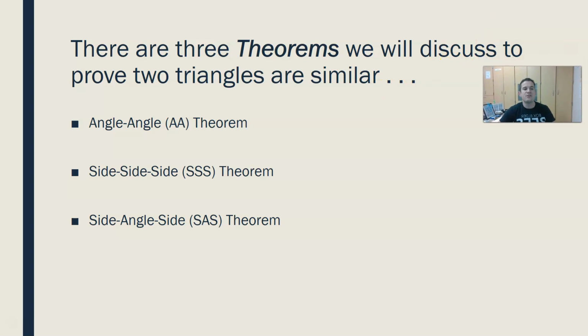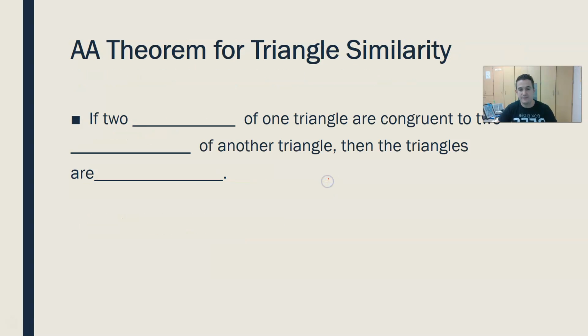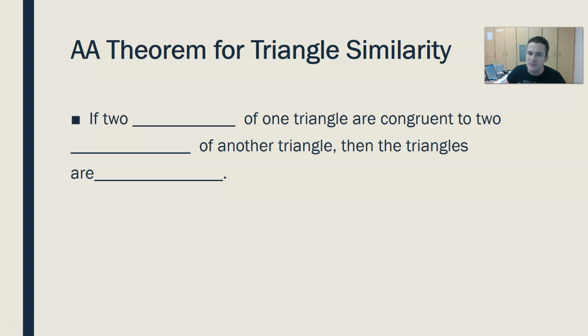So, there are three theorems we're going to discuss that prove two triangles are similar: the angle-angle theorem, the side-side-side theorem, and the side-angle-side theorem. Those are each of the theorems that we'll be discussing in this video. The first theorem for proving two triangles are similar is the angle-angle similarity theorem, which states if two angles of one triangle are congruent to two angles of another triangle, then the triangles are similar. This is in your guided notes. If two angles of one triangle are congruent to two corresponding angles of another triangle, then those triangles are similar.